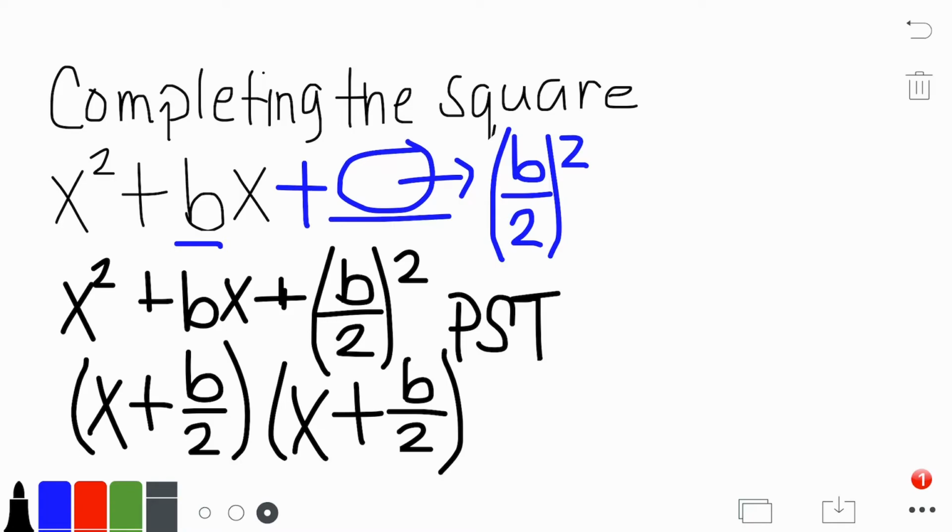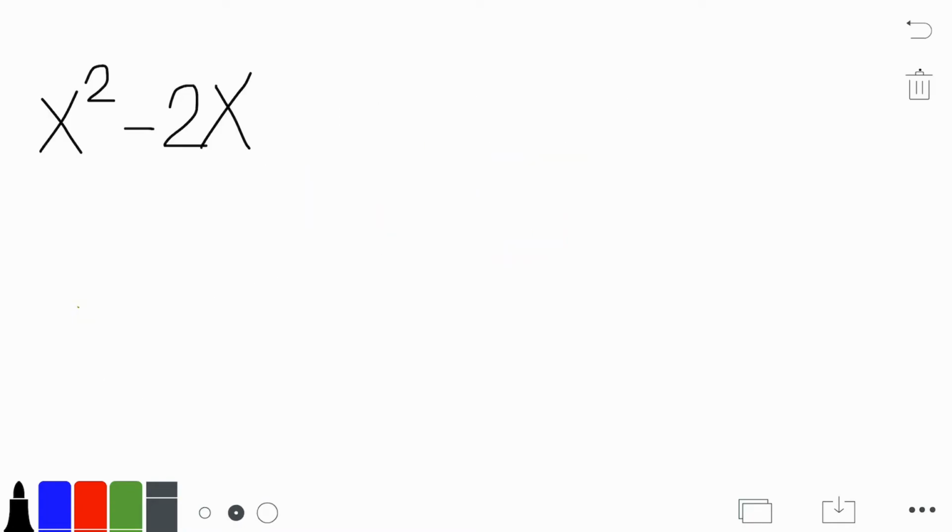Now let's do some examples. Alright, so we're given the example x squared minus 2x, and we're instructed to complete the square and write the resulting expression as a binomial squared. Let's remember that in order to do that, we need to use b divided by 2 quantity squared. Let's look for your b value. Yes, that is in fact your -2.